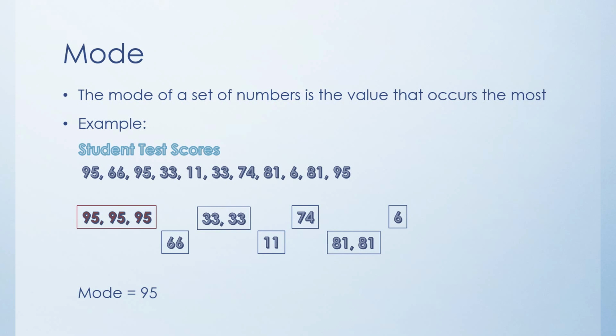If you come across a set of numbers that doesn't have a specific value that occurs the most and you're asked to find the mode, you can just say that there's no mode.